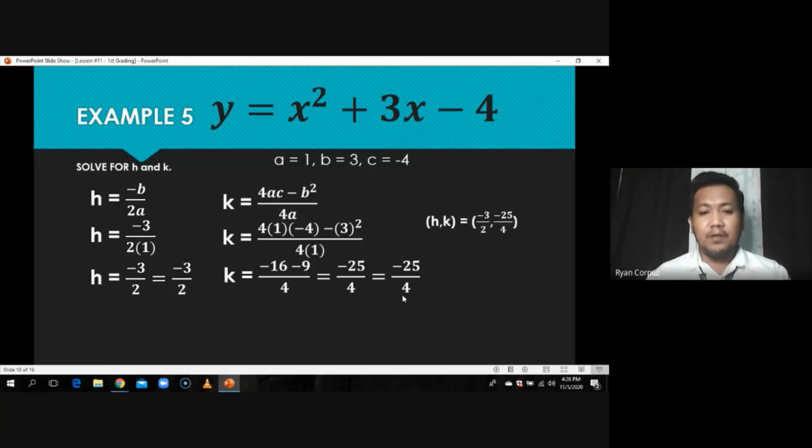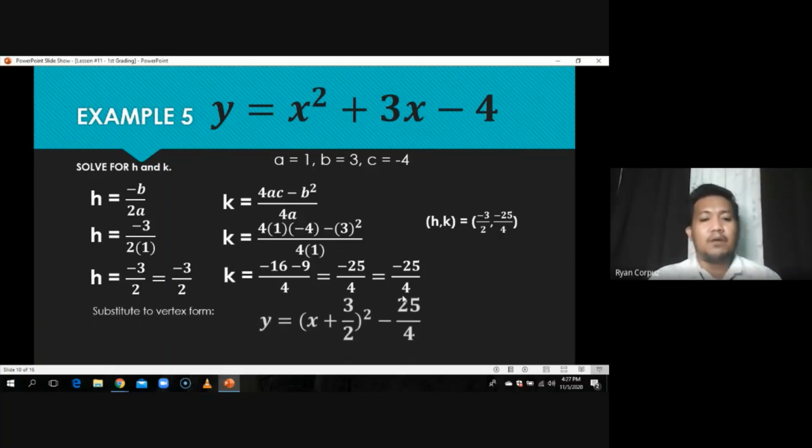So that will come up now with the value of h, k or the vertex as negative 3 over 2, negative 25 over 4. Nakasulat siya in ordered pair form. Nasa loob ng parentheses, separated by comma. Then from there, substitute to the vertex form. So meron tayong y is equal to, so wala tayo dito because it's 1. So pag 1 yun, wala tayong problema.